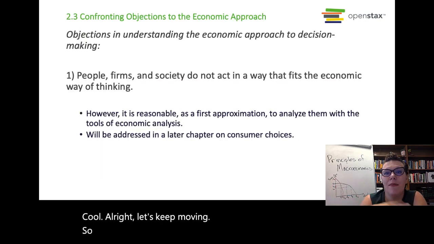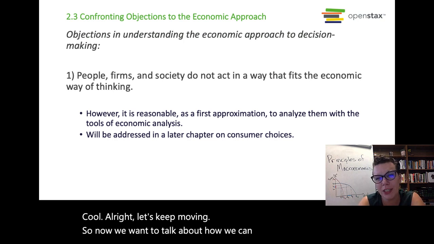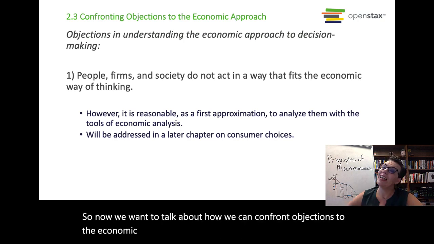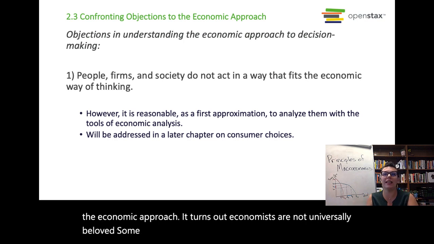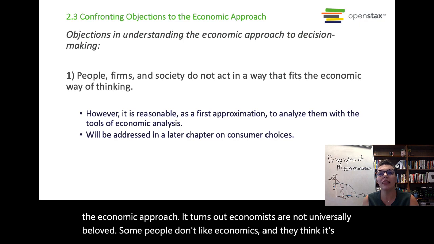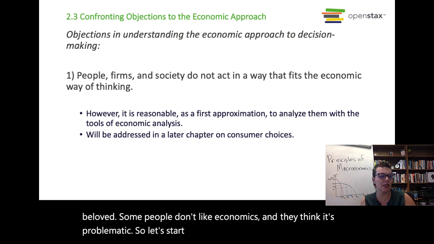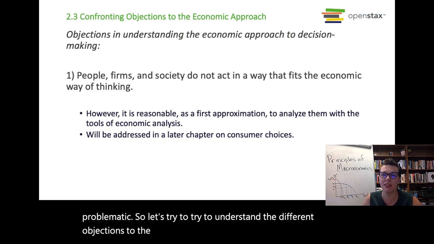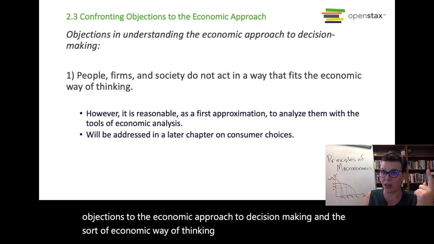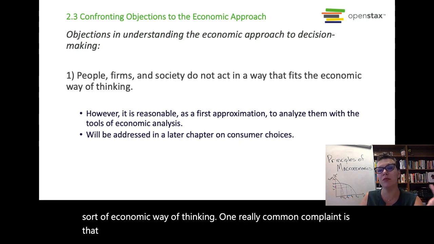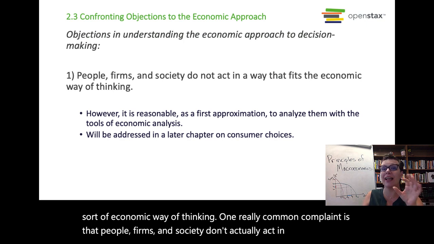So now we want to talk about how we can confront objections to the economic approach. It turns out economists are not universally beloved. Some people don't like economics and they think it's problematic. So let's try to understand the different objections to the economic approach to decision making and the economic way of thinking. One really common complaint is that people, firms, and society don't actually act in a way that fits economic models.